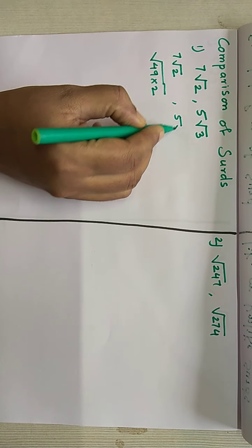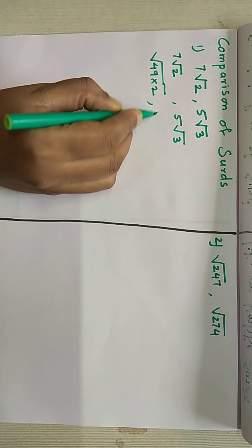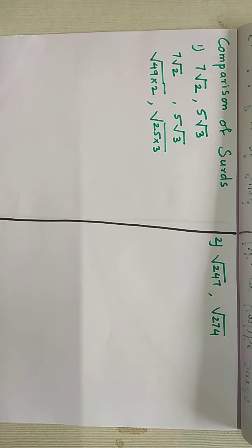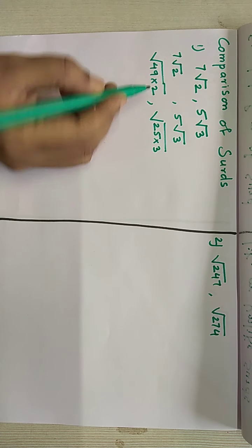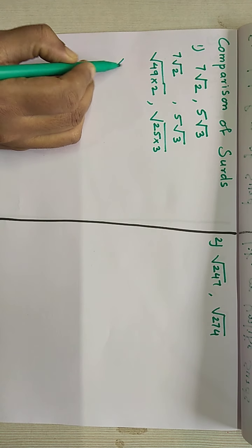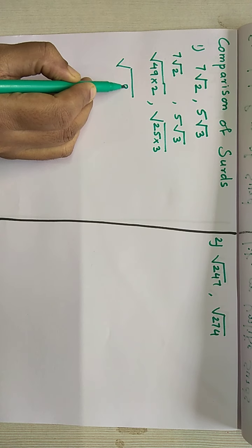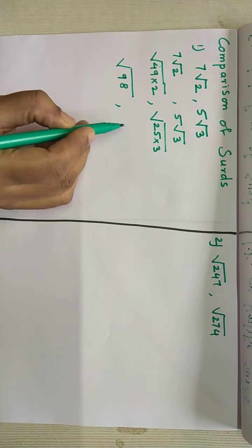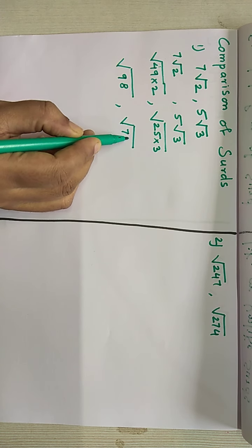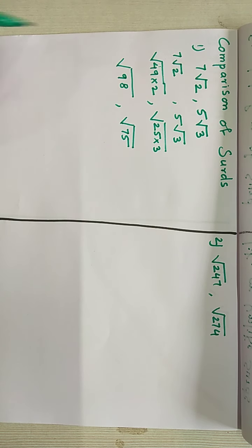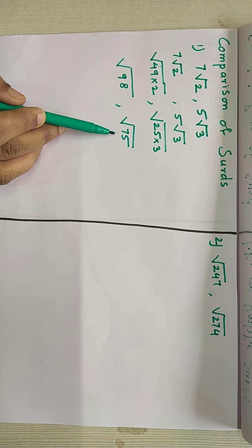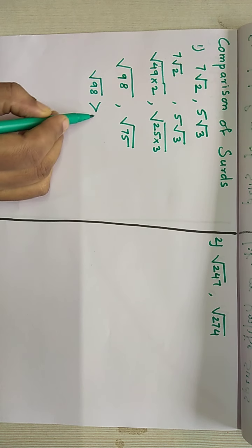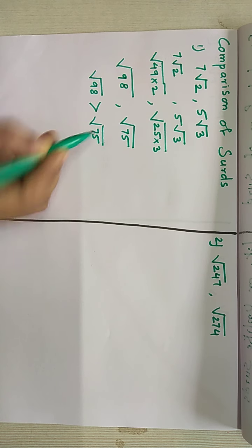Similarly 5 root 3 which is here, 5 will go inside the root when it becomes a square. 5 square is 25. So this will become 49 twos and 25 threes. Let's calculate: 49 twos are 98, and 25 threes is how much? 75. Now you can compare and see that 98 is greater than 75. That means root of 98 will also be greater than root of 75.